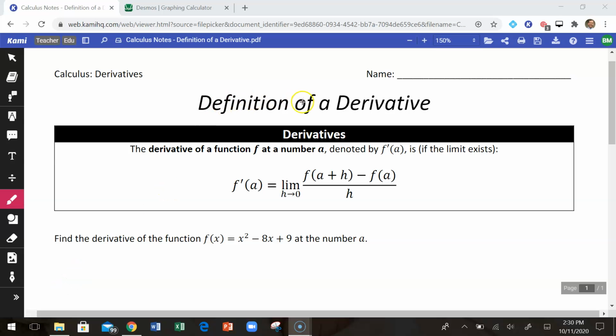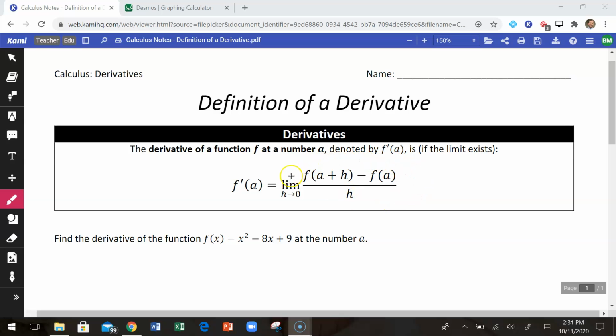Alright, so let's talk derivatives. In this box we have the definition of a derivative. The idea is that the derivative at a number a, which is an x-coordinate, f prime of a, is the derivative of the function at a. It is equal to, and this should look familiar, the limit as h approaches 0 of f of a plus h minus f of a all over h.